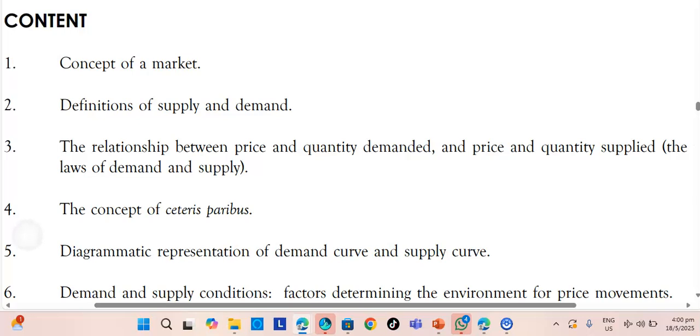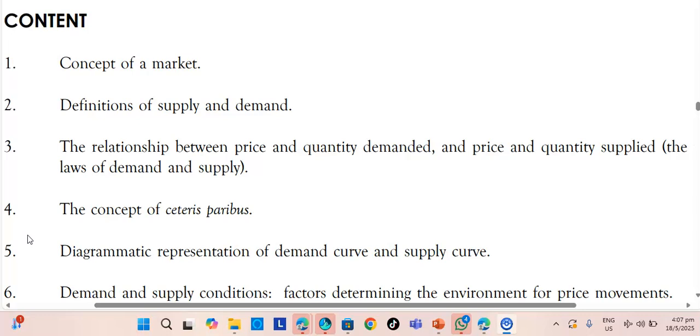All right, very good. Now we are going to look at the concept of ceteris paribus and what that means. This term is a Latin phrase and we use this phrase in economics to help understand how one thing changes while assuming everything else stays the same. In the real world, many things can change at the same time, but to study how one factor affects something else, we say ceteris paribus to keep all other things constant.